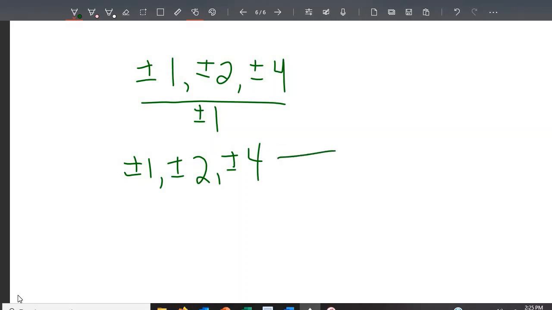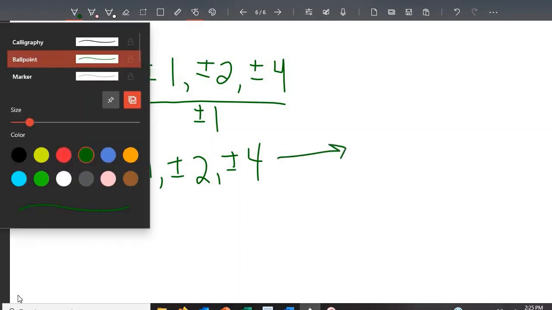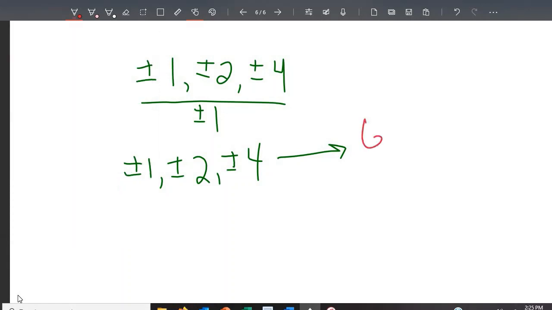Now, I want you to notice I have 6 possible roots because of that plus or minus.